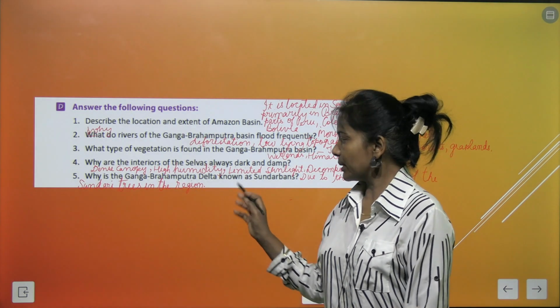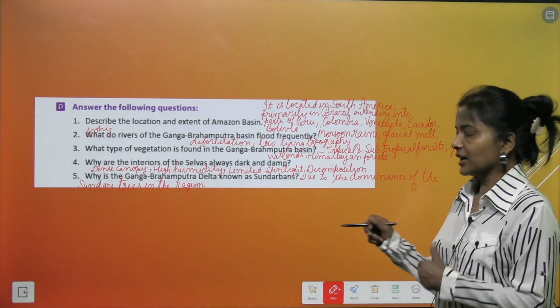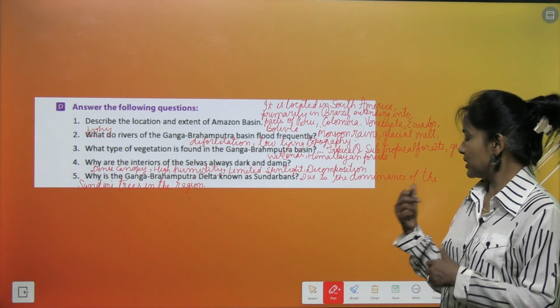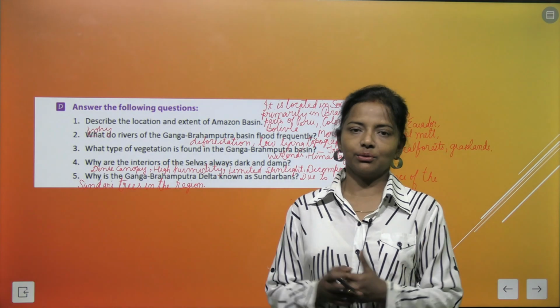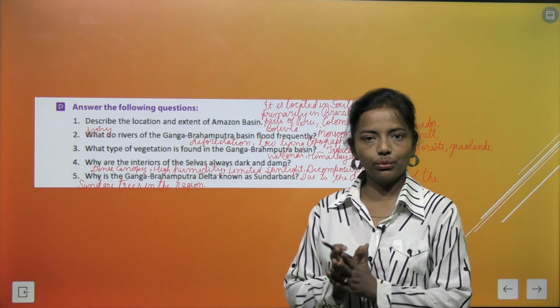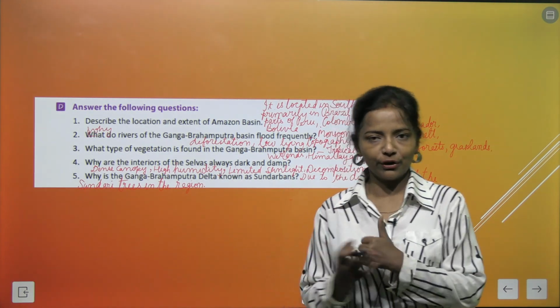Why is the Ganga-Brahmaputra delta known as the Sundarbans? The Ganga-Brahmaputra delta is known as the Sundarbans due to the dominance of the Sundari trees in the region. And Sundarban is derived from the Bengali word Sundar means beautiful and Bans means forest.